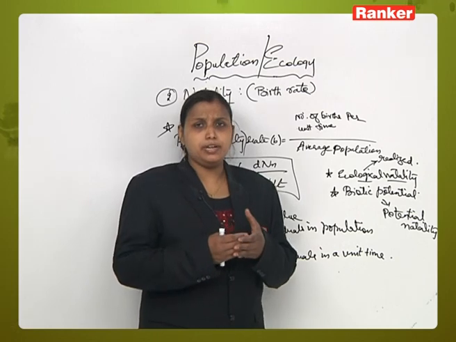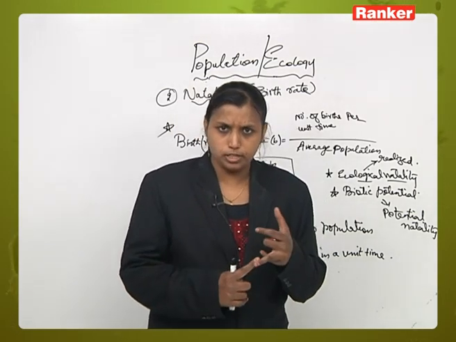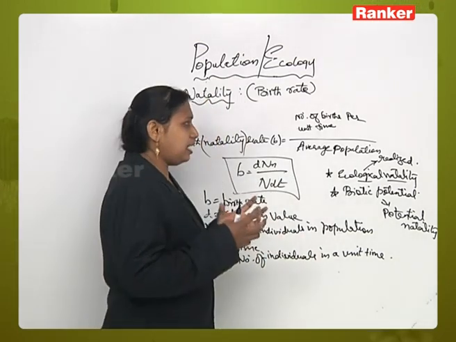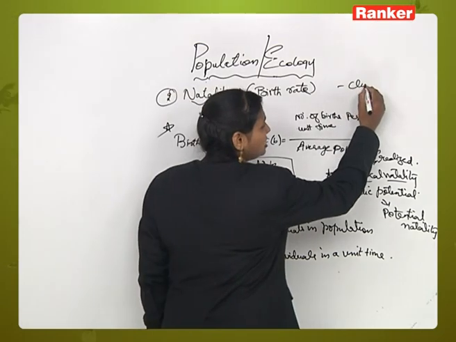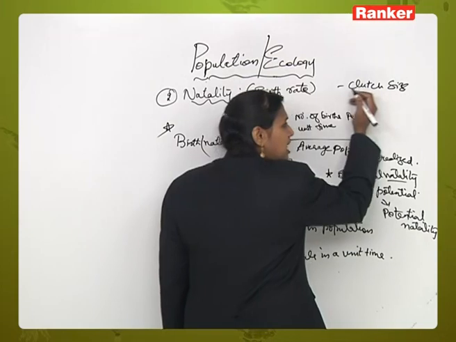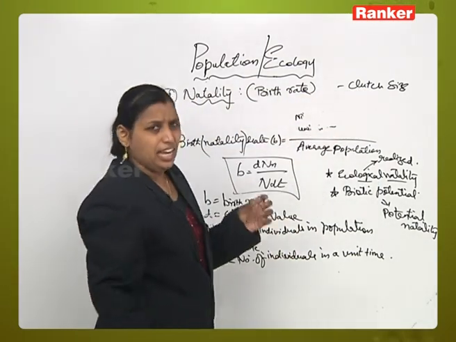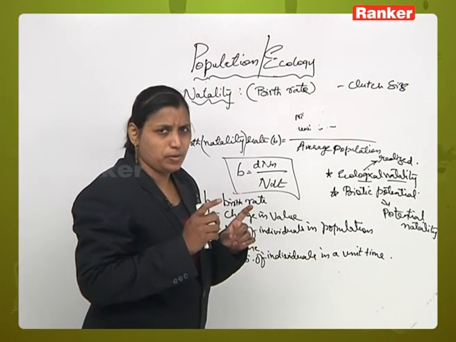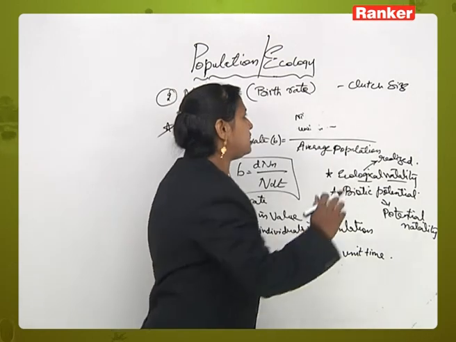It is dependent on 3 phases: pre-reproductive phase, reproductive phase and post-reproductive phase. The first one is called clutch size, C-L-U-T-C-H. What is clutch size of increase in population? If there is an increase in population at one particular occasion, then that is called clutch size of population.